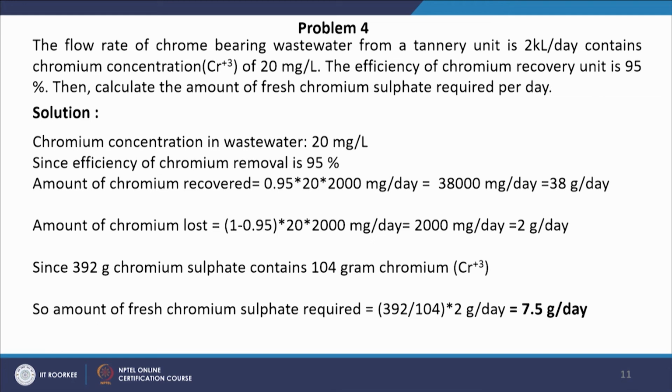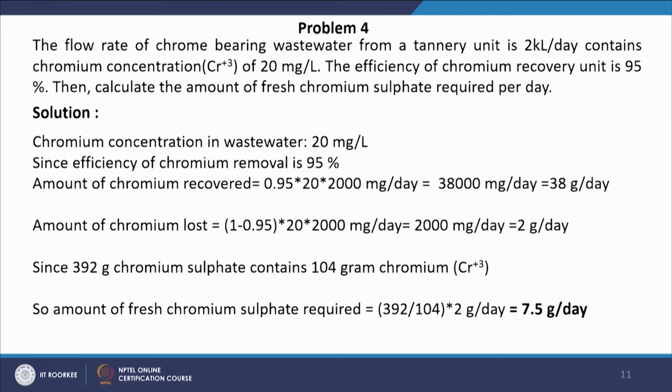Next, problem number 4. The statement is the flow rate of chrome bearing wastewater from a tannery unit is 2 kiloliter per day, containing chromium concentration, or Cr3+, of 20 mg per liter. The efficiency of chromium recovery unit is 95%. Then calculate the amount of fresh chromium sulphate required per day. So, this is a problem related to chromium recovery in a tannery unit.